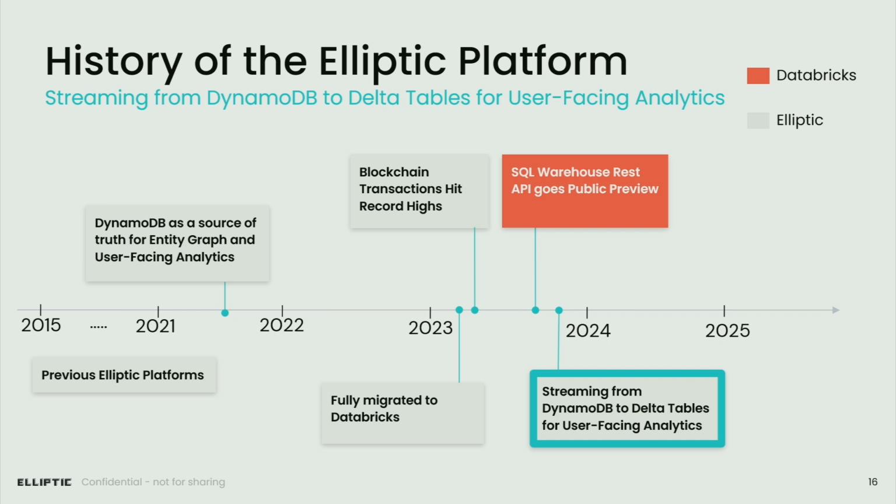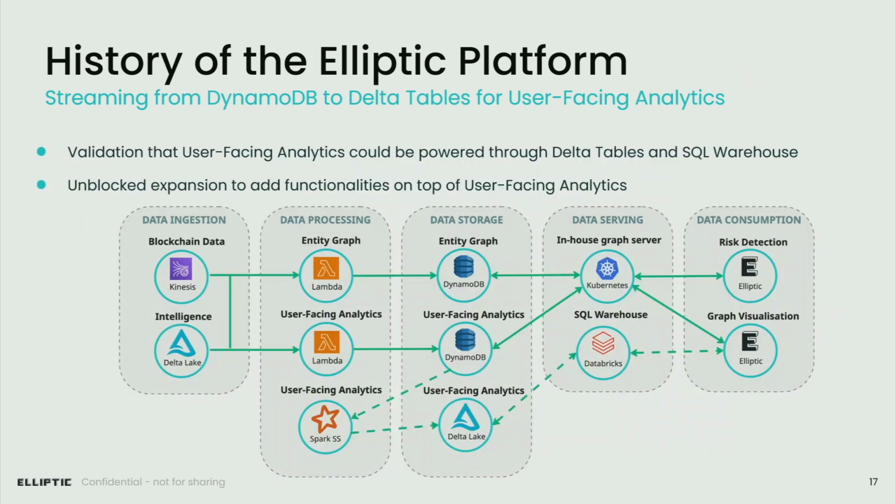We could not expand user-facing analytics. We were blocked by compute and cost, and we decided to do something, right? We didn't have much engineering capacity back then, and that's why we kind of did a hack. I don't want to say a hack, but we had to do something quick, right?